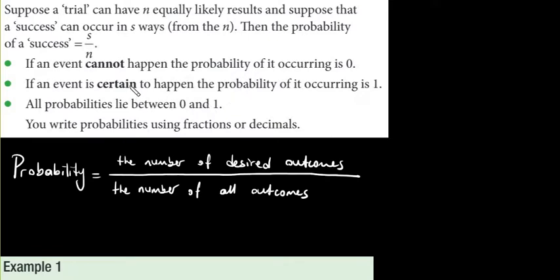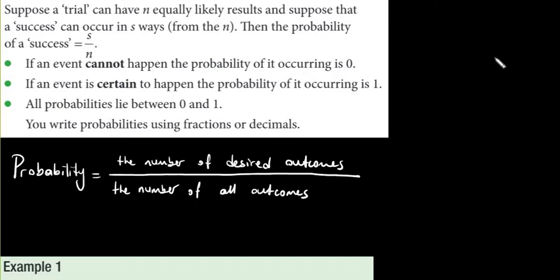Okay, before we start, if an event cannot happen, or if it is impossible, then we say that the probability is 0. And if an event is certain, if it is going to happen 100%, then we say the probability is 1. All probabilities lie between 0 and 1. So if your answer is more than 1, then you should check your answer, because the probability cannot be more than 1. It must be between 0 and 1. If it is 0, it is called an impossible event. And if it is 1, it is called a certain event.